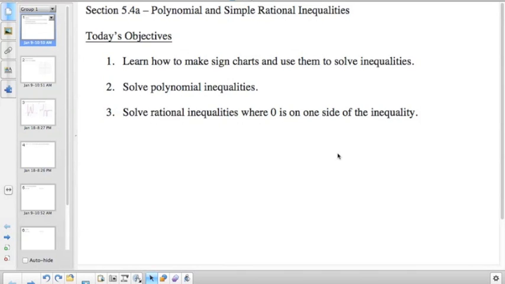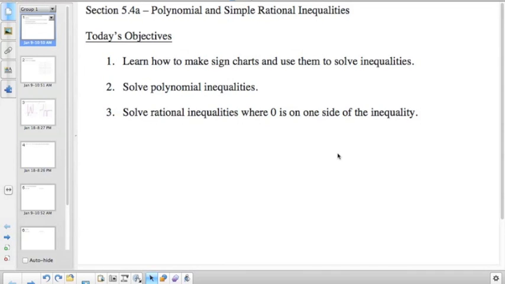So today we're going to talk about inequalities. We're going to deal with polynomial inequalities and then some simple rational inequalities, which just means that the zero is already on one side of the inequality. And in our next lesson we'll deal with more complex rational inequalities.